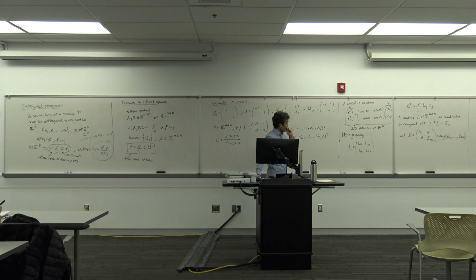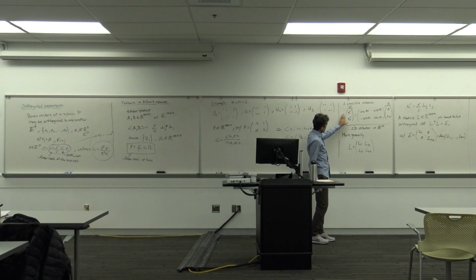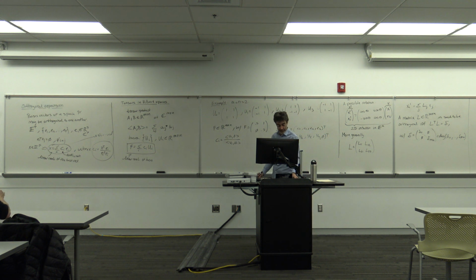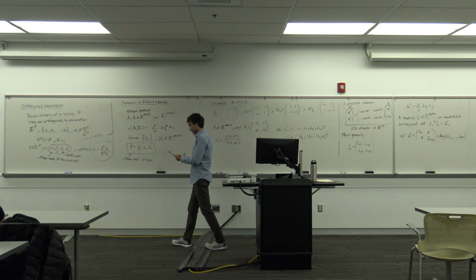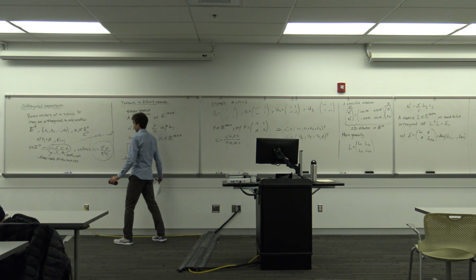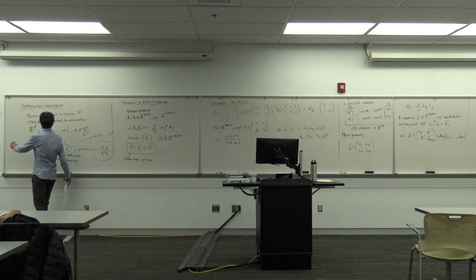So this transformation that we had here that defines a rotation can now be generalized to this transformation called a tensor. And with that, we can provide the formal definition of a tensor.